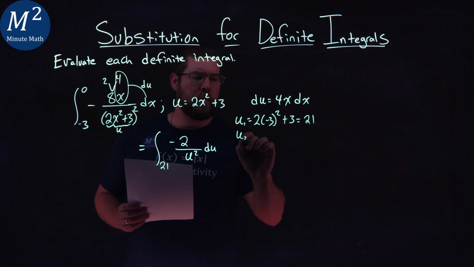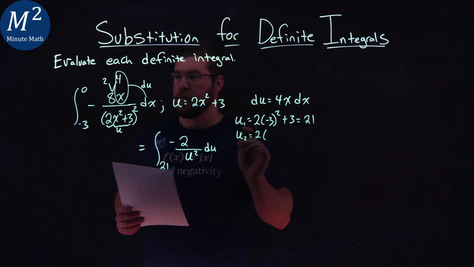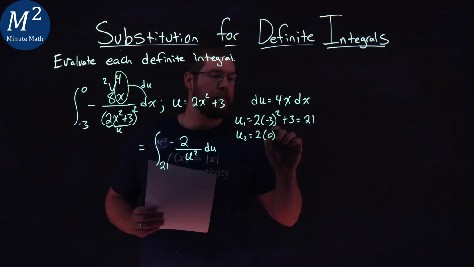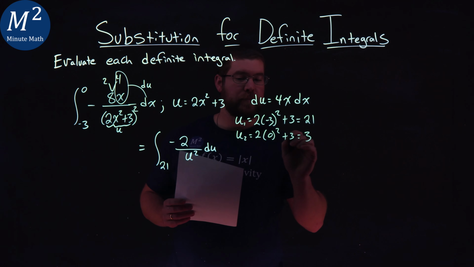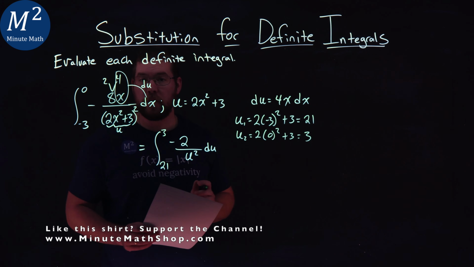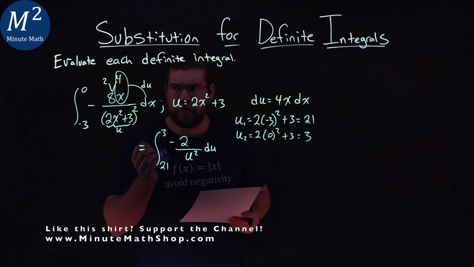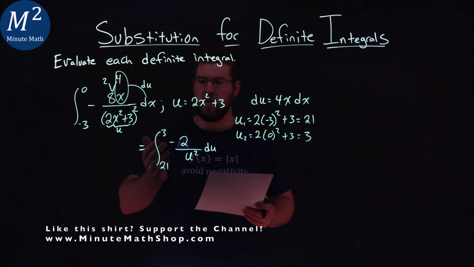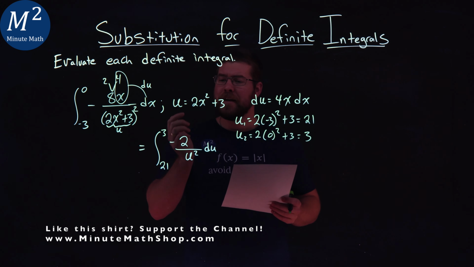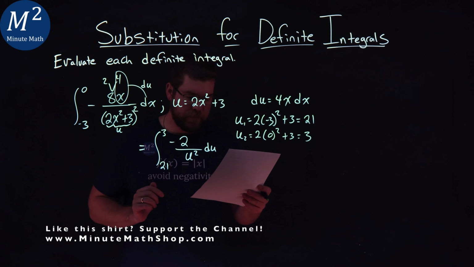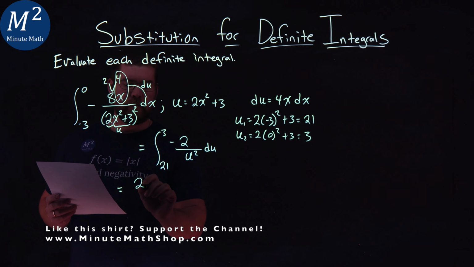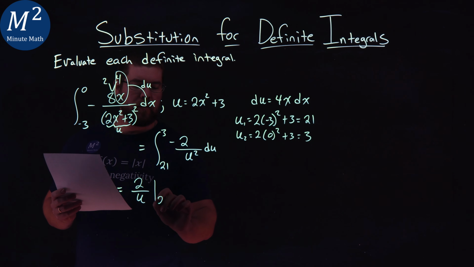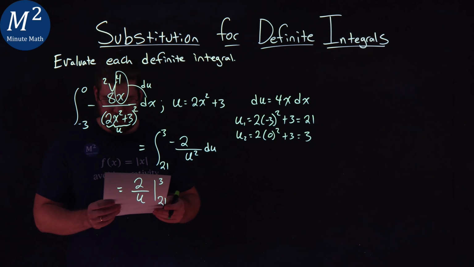Let's do the same thing with the upper bound. 2 times the upper bound being 0 squared plus 3, and that comes out to be a positive 3. So our upper bound here is 3. So now this is a much easier integral to solve, the integral from 21 to 3 of -2 over u² du. This integral, when we integrate it, comes out to be 2 over u, and we're integrating from 21 to 3 right there.